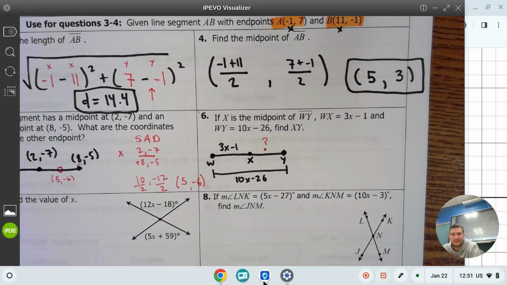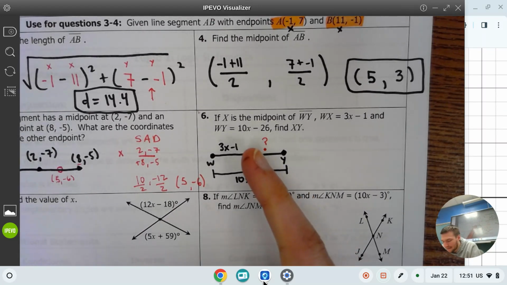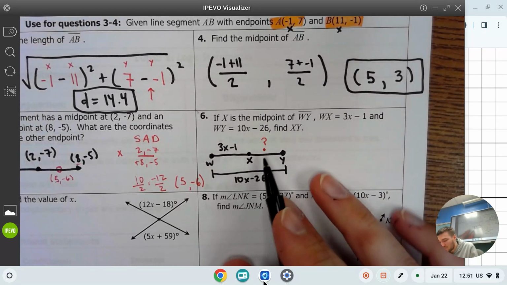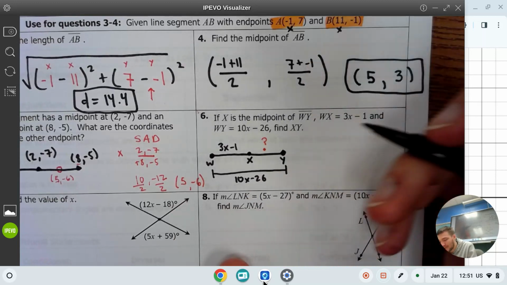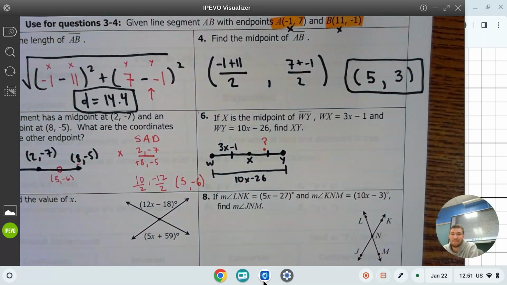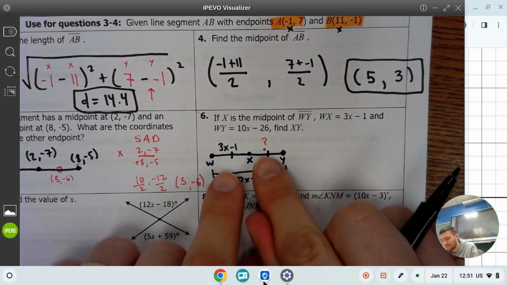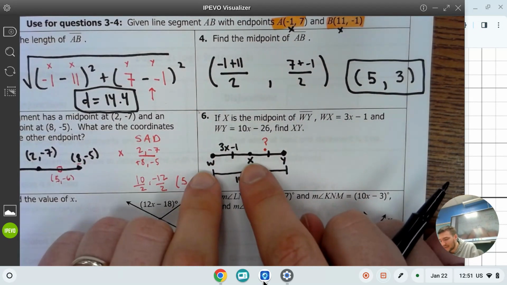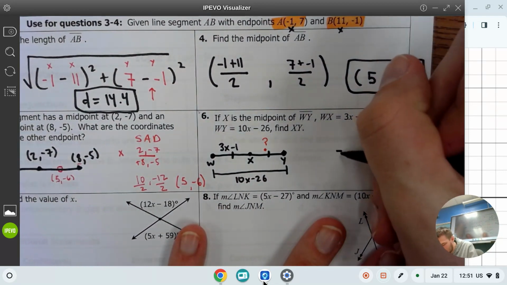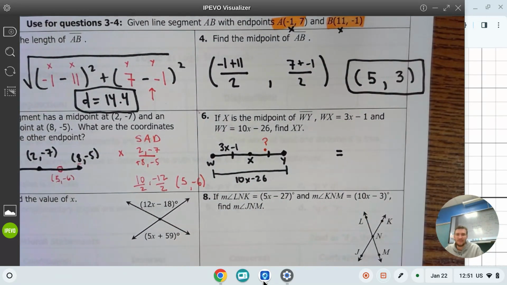So we want to make a little equation here that will help us find this missing piece. And we know that half of it is 3x minus 1. If we can figure out what the XY is, we know that these are going to be the same length because X is considered the midpoint. So we basically just need to find either one of these, WX or XY, and we want to make some kind of equation. So let's start with an equal sign.